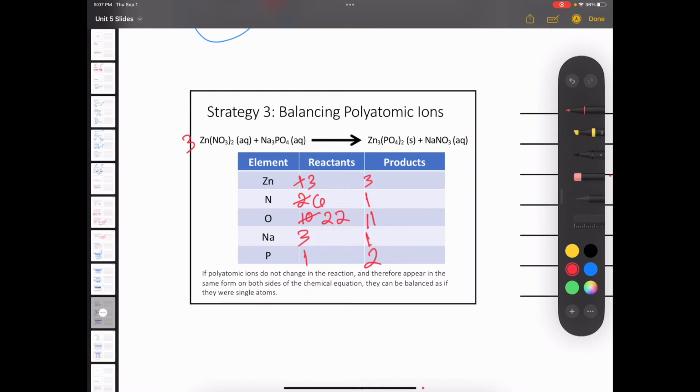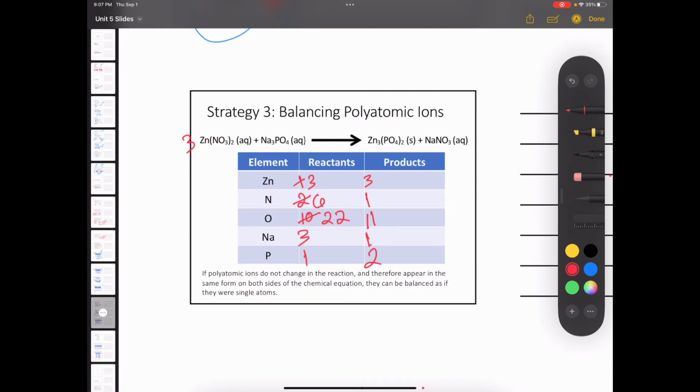Just pay attention to this, please. When you add a coefficient, you'll have to count your atoms one more time to make sure that you're updating your inventory of atoms. This is really important. I don't want you to get caught up with just adding coefficients without double checking your numbers.